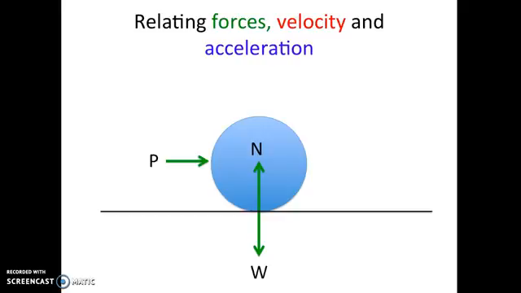But what happens if I come along with my finger and I push the object to the right? Now I have got a resultant force acting on the object to the right, so I'll have a velocity and an acceleration moving the object in the direction of that resultant force.